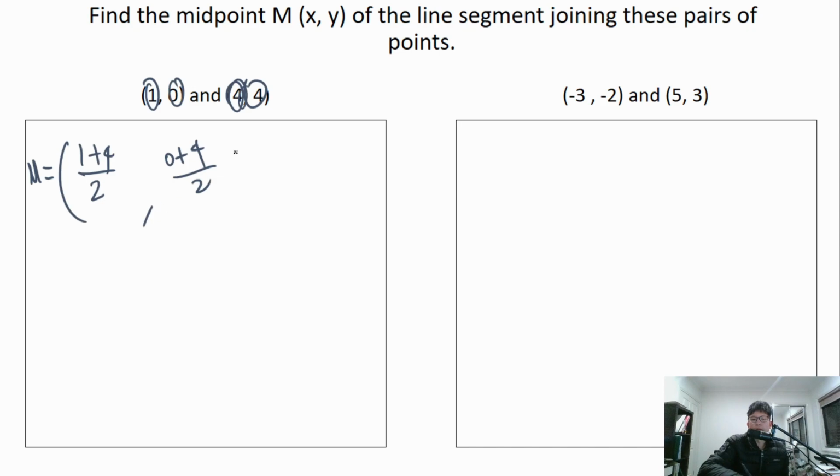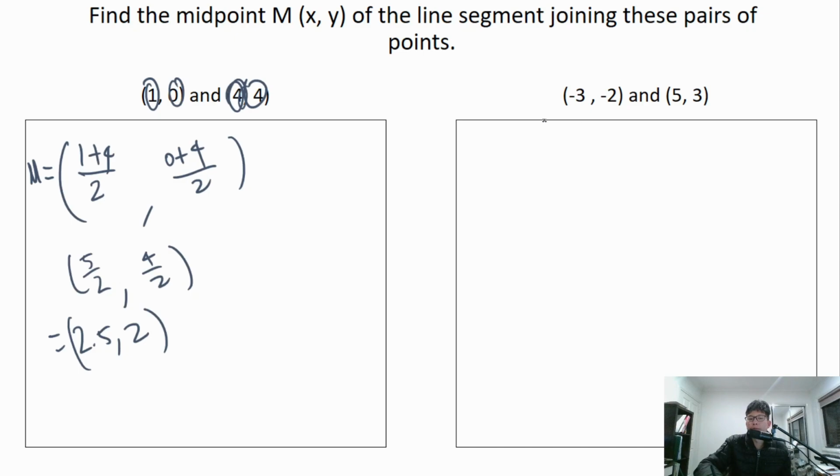So once we work that out, we should get our midpoint. 1 plus 4 over 2 gives us 5 over 2 and 4 over 2. Simplify that, that gives us 2.5 and 2. So that is our midpoint there.